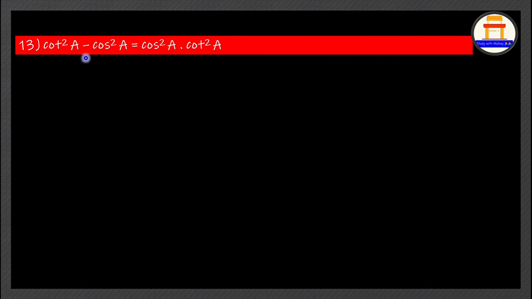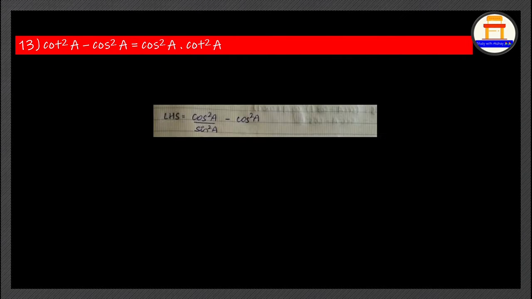Cot square A minus cos square A equals cos square A into cot square A. As we are all aware, when we start solving trigonometric identities, we start from the complicated side. So your complicated side is our LHS. In the LHS, I am writing cot square A in the form of cos and sine: cos square A divided by sine square A minus cos square A.